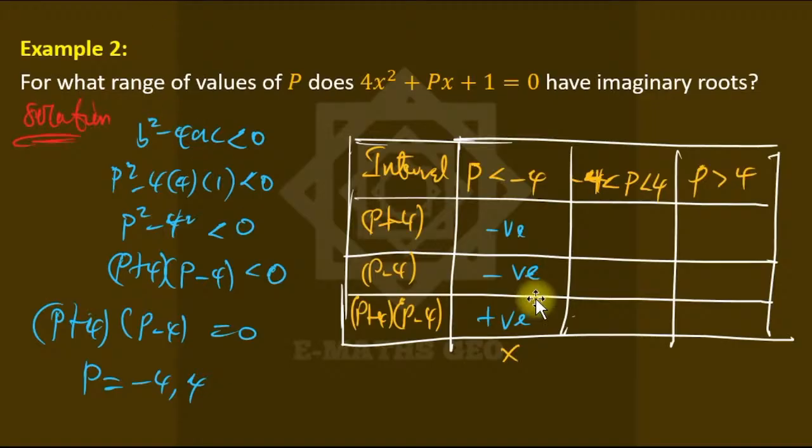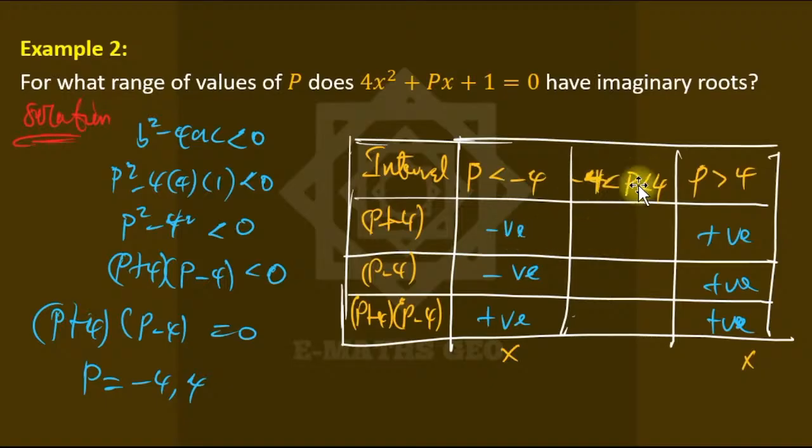I've told you if this one is correct, the last one will be correct. So these two go together, the joint inequality. So let's test the last one. P greater than 4, let's take 5. 5 plus 4 is positive. 5 minus 4 is also positive. Positive times positive is positive. What we are looking for is less than 0, so this is off also. Once you test one, you know which one. You don't need to prepare this table, just test. But for theory, you need to make it this way.